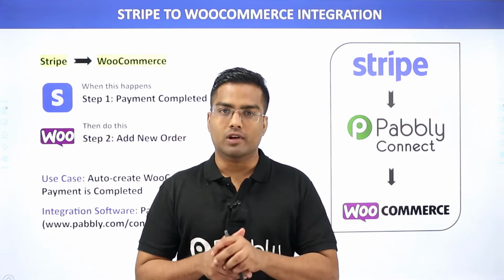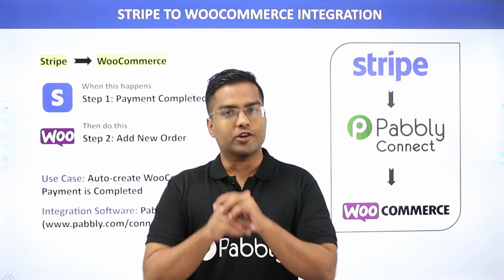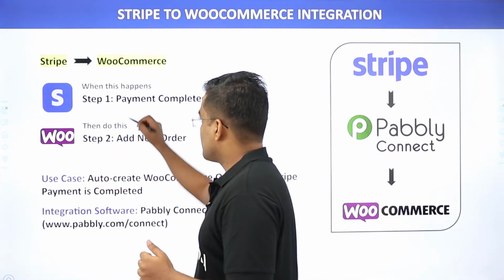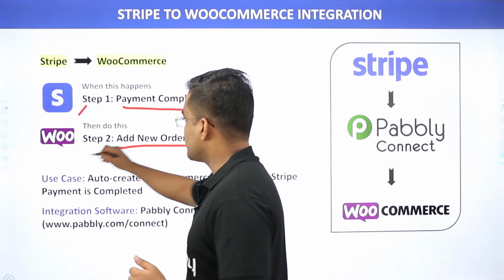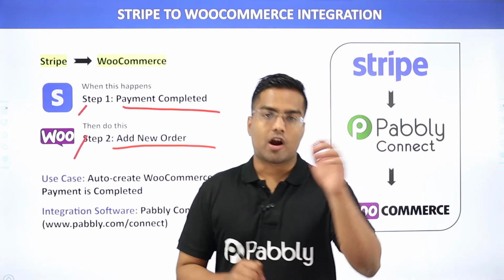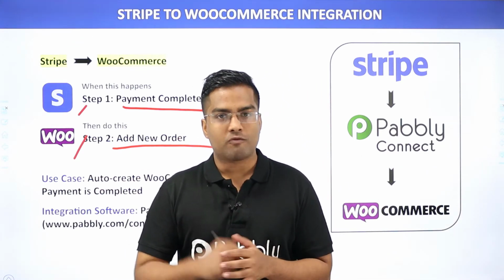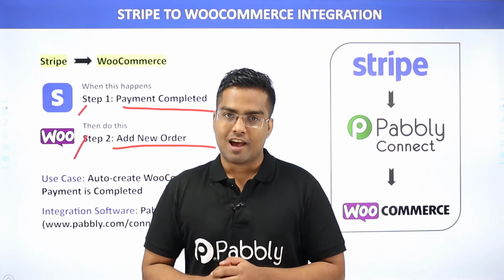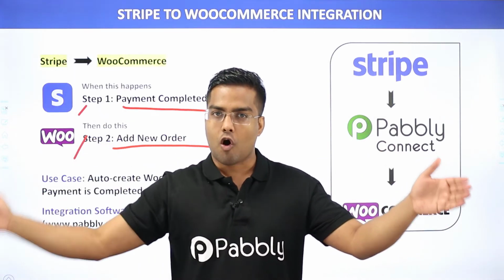So in this video we will learn how to integrate Stripe and WooCommerce. So our use case is pretty simple. When a new payment is completed in Stripe, it will automatically create an order in WooCommerce. Now Stripe is an excellent payment processing platform and WooCommerce is a platform where you can sell your stuff online. So what we are going to do is send the data from Stripe to WooCommerce.